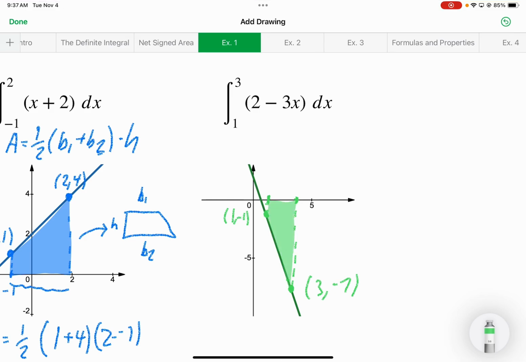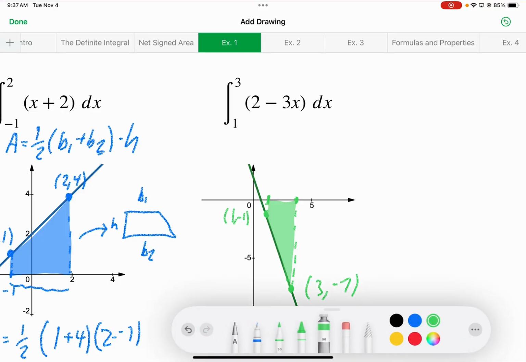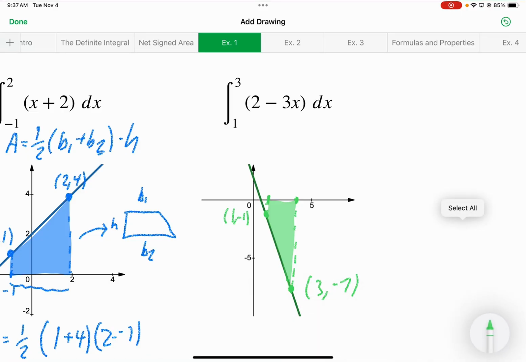Okay, so that's our area. What are some things you can tell me about my area? Still a trapezoid. Anything else you can tell me about my area? It's going to be negative because it's below my x-axis. Now, if we think about rotating this, we could imagine it looks something like this.